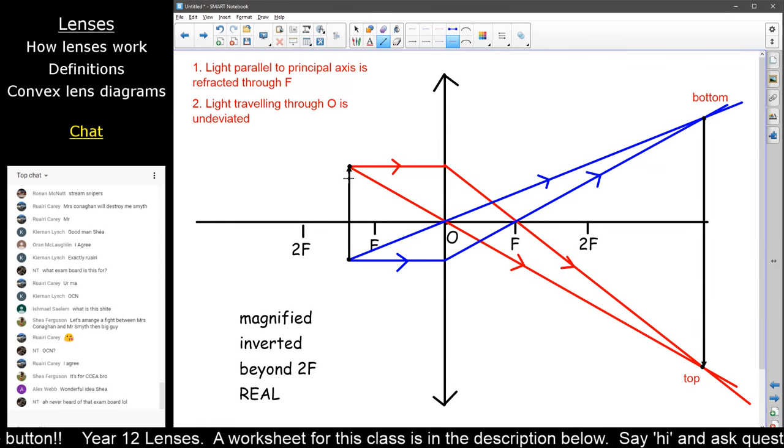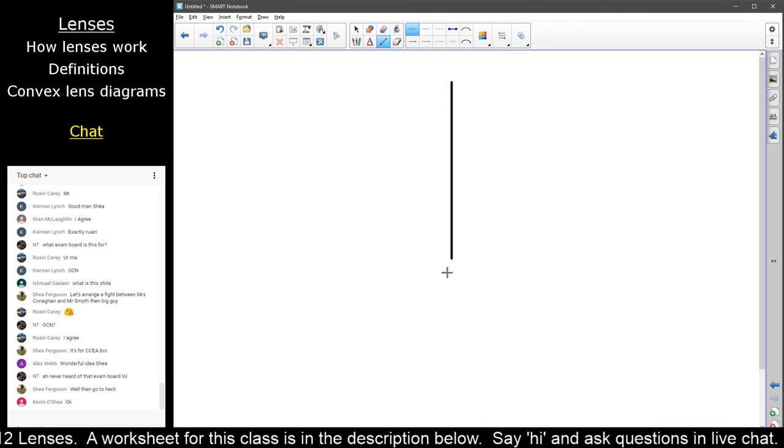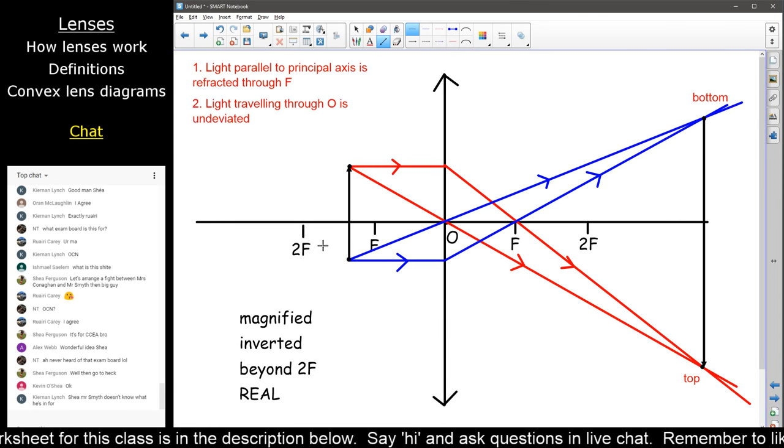And then all you have to do is be able to do this for all the different types. Now, thankfully, examiners are a little bit kind on this one. What they tend to do is ask you this question. So we'll set this up one more time, just with a slightly different setup.